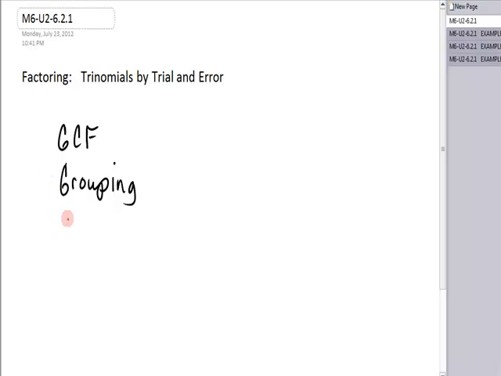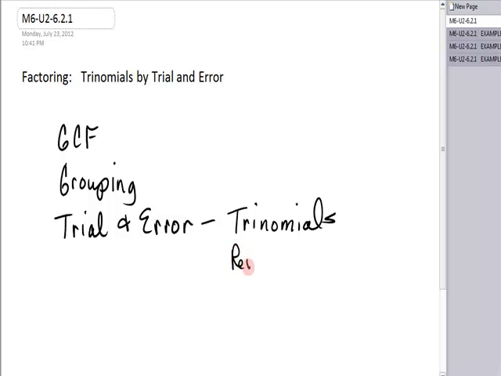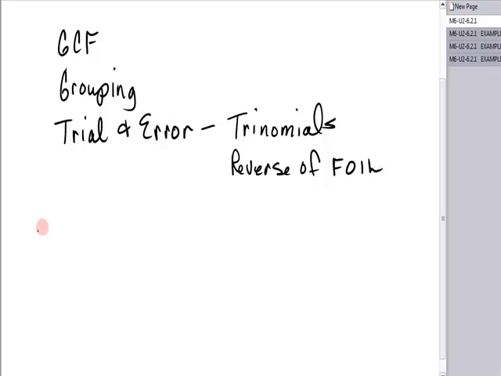Now, what we're going to look at in this lesson, my name for it is trial and error. But you will see, because of the kind of problems we have, that you really probably will not error. As you learn more about factoring, maybe in future courses, then you will possibly have to do some almost guess and then check. Trial and error works exclusively on trinomials, and it is the reverse of FOIL, which means that we need to do a little bit of review of FOIL.